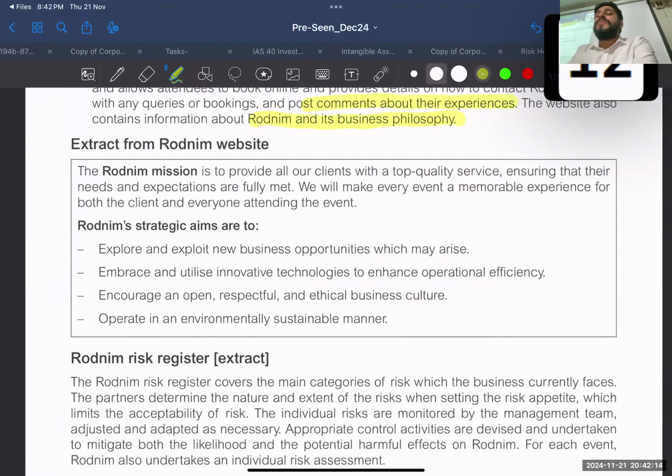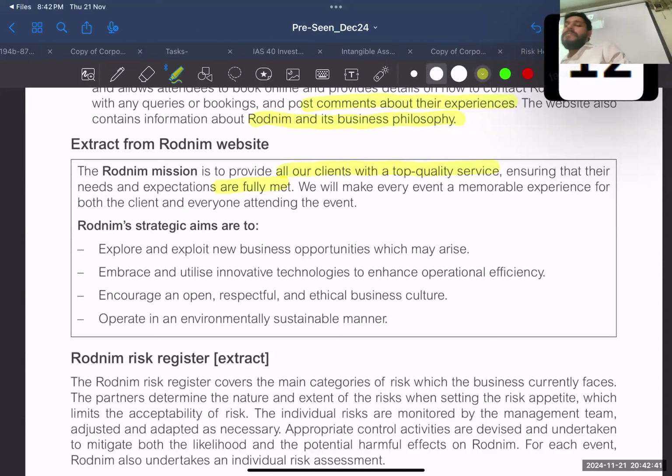The Rotterdam mission is to provide all our clients with top quality services, ensuring that their needs and expectations are fully met. We will make every event a memorable experience for both the client and everyone at the event. Rotterdam's strategic aims are to explore and exploit new business opportunities which may arise.